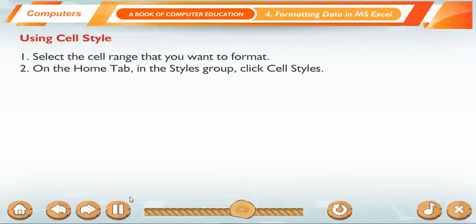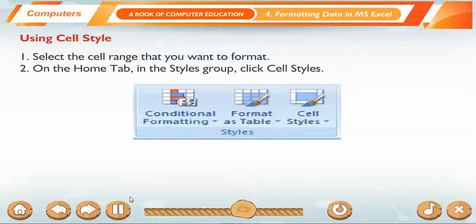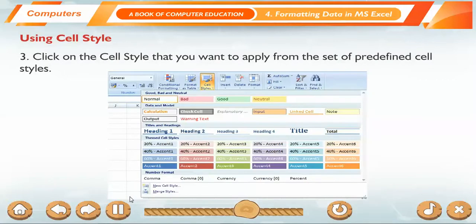Using cell style. Select the cell range that you want to format. On the Home tab in the Styles group, click Cell Styles. Click on the cell style that you want to apply from the set of predefined cell styles.